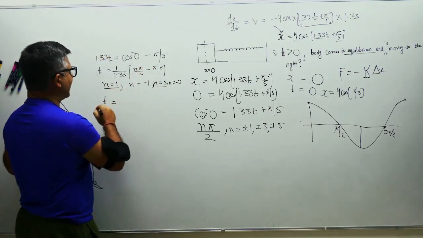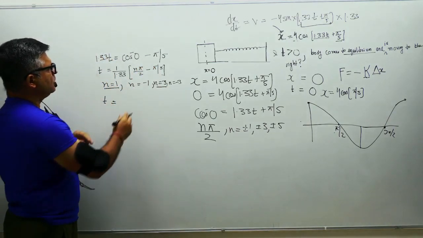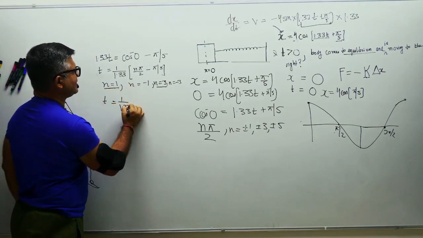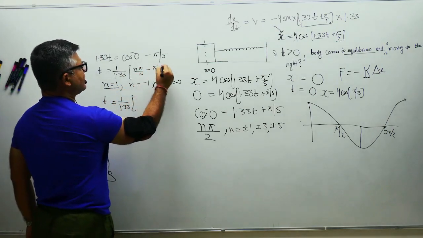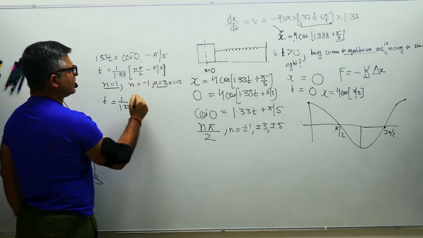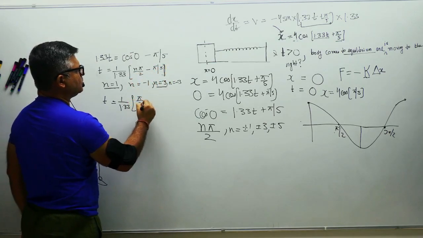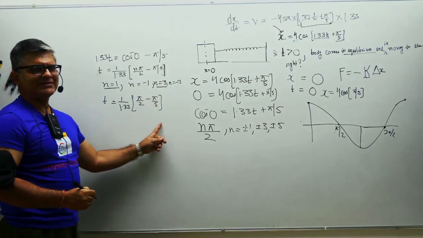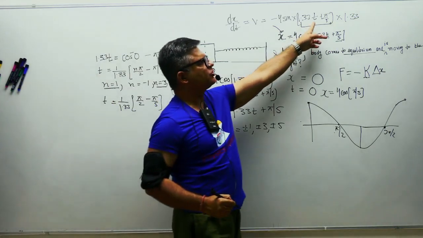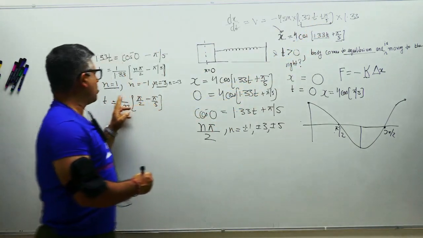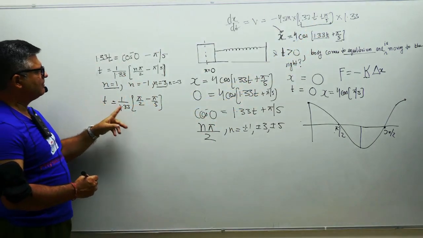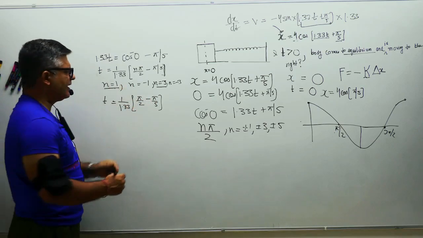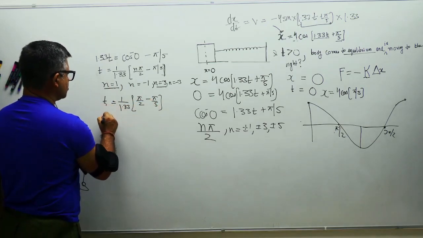If I put the value of n is equal to 1, I will get 1 upon 1.33, and this whole thing, right, will become what quadrant? This will become pi by 2 minus pi by 5. What quadrant is this? Because this will get substituted here, right? This will become pi by 2 minus pi by 5, which is the first quadrant. So not good, right? So we don't want this. Let's use the second one.